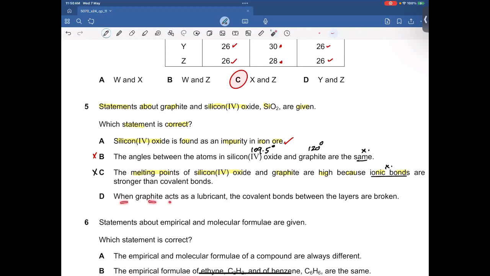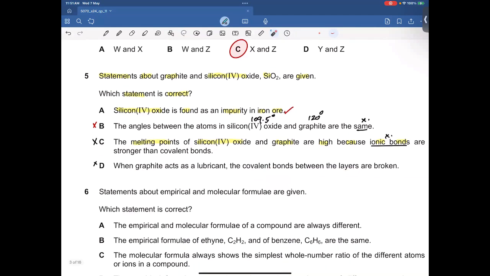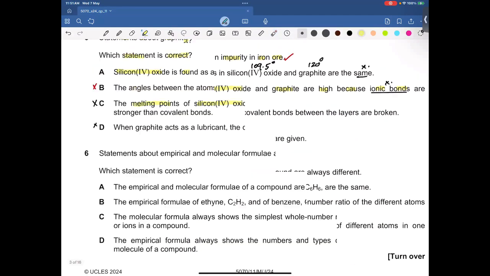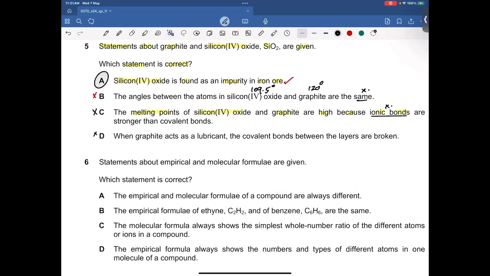Next, when graphite acts as a lubricant, the covalent bonds between the layers are broken. The covalent bonds between the layers are not broken, because अगर covalent bond break हो गया तो फिर graphite exist नहीं कर सकेगा, as a lubricant भी behave नहीं करेगा. So the layers of graphite can slide over each other because the layers of graphite are held together by van der Waals forces. So covalent bond intact रहते हैं, van der Waals forces जो हैं उनकी वजह से वो layers slide करती हैं एक दूसरे के ऊपर. So D is an incorrect statement, and therefore A is going to be the right answer.